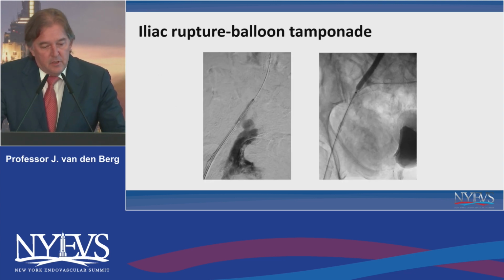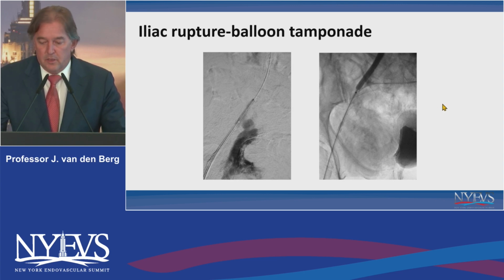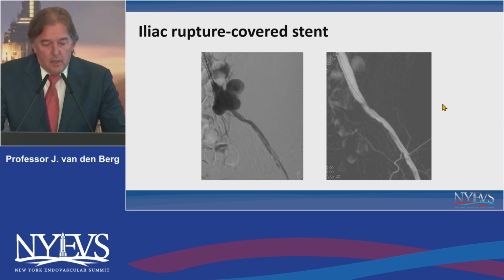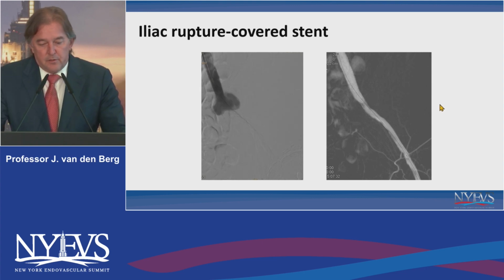Here is an example of the balloon tamponade. You can see clearly the rupture, and you can also see the extent of the hematoma, with the bladder completely displaced towards the left side of the body. And this buys you some time to get everything ready for the final treatment or to call the vascular surgeon. Another example, treated with covered stents.